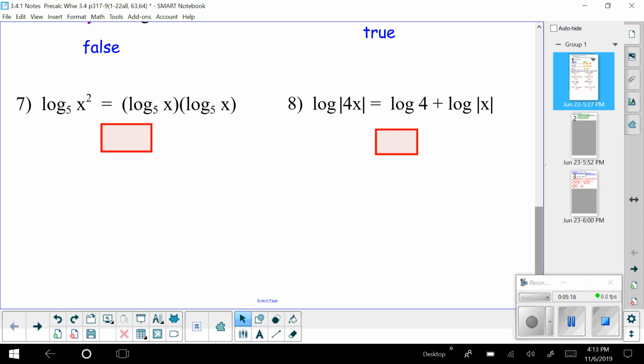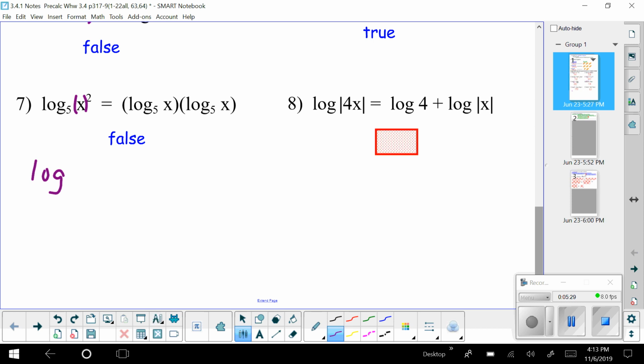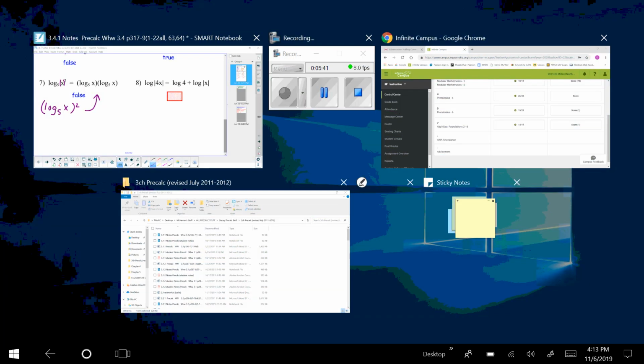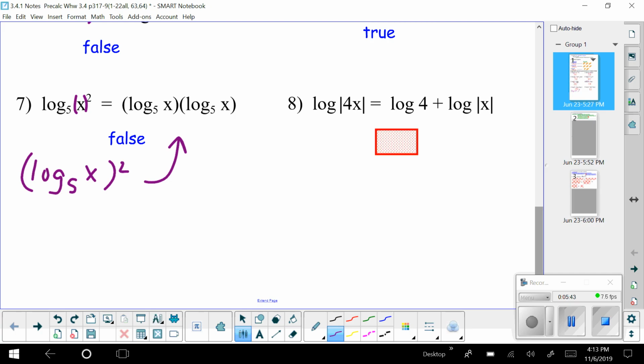True or false? This answer is false. It's the x that's getting squared here, not the whole problem. If the problem would have looked like log base 5 of x quantity squared, then this would have absolutely been true. So you have to be careful about where your parentheses are. And a lot of times when we only have one term in this position here, we don't put parentheses around it, but it's always a good idea to start doing that.